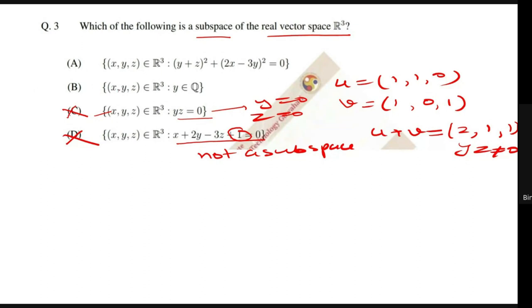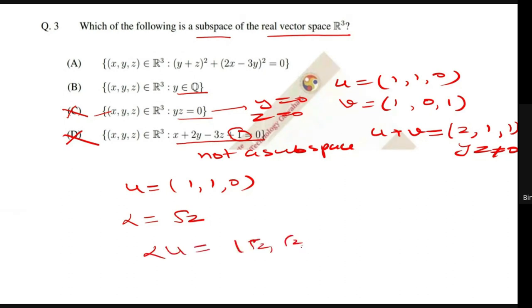Now option B is (x, y, z) belongs to R^3, where y belongs to Q. It means y belongs to the rational numbers. Let's take an element 1, 1, 0. And I have taken alpha, which is a scalar from R, because this is a vector space R^3 over R. So I have taken root 2. Now, when we apply alpha u, it becomes root 2, root 2, 0. Now the y component doesn't belong to Q. So scalar multiplication is also not fulfilled here. Option B is also cancelled out.